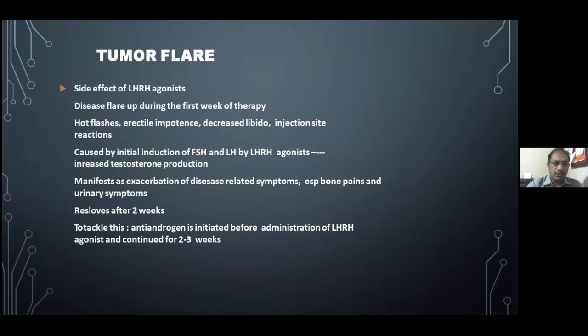What are the side effects? There are quite a few. There can be tumor flare, which we should always be concerned about when we are using these agonists. There can be hot flashes, erectile impotence, decreased libido, injection site reaction. Especially in the initial phase, there can be increased testosterone production, which can lead to an increase in the symptoms, especially if there is an obstructive symptom in these patients, which usually resolves within 2 weeks. And if we have to use an agonist, then we do use an anti-androgen with this agonist in this situation. Otherwise, antagonist or surgery is a better option.